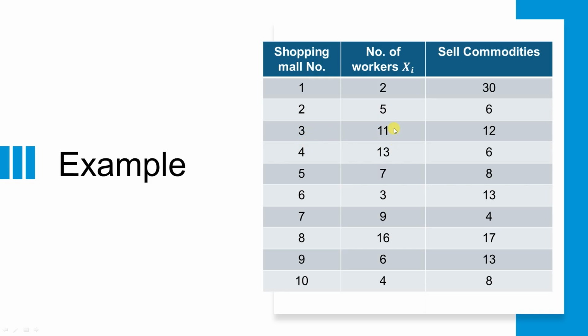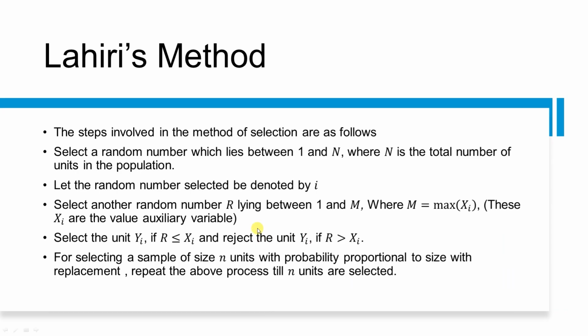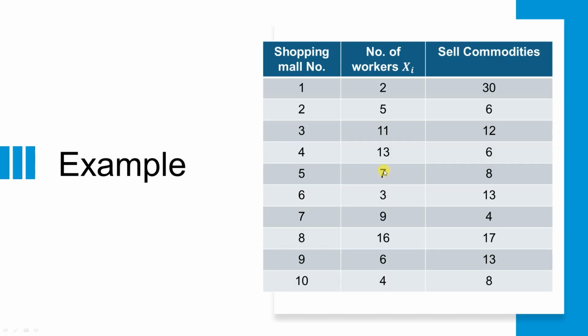Now the third auxiliary value is 11, and the next step is to generate a random number from 1 to the maximum of xi. In the xi column, 16 is the maximum. So now we generate a random number from 1 to 16. Let us consider it is 7. Now we compare: r is 7, xi is 11. If r is less than or equal to xi, then we select. Yes, 7 is less than 11. That means the third unit is chosen as your sample unit.